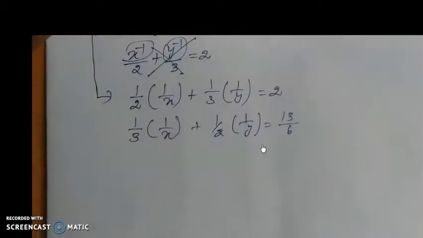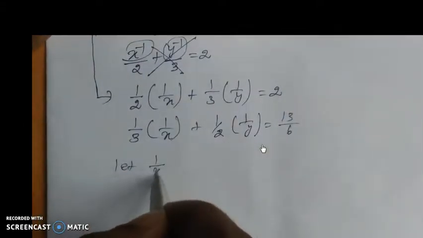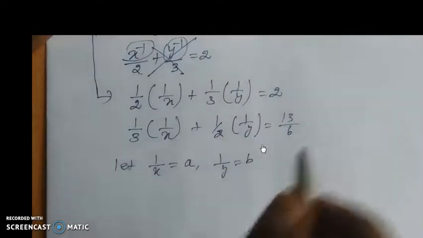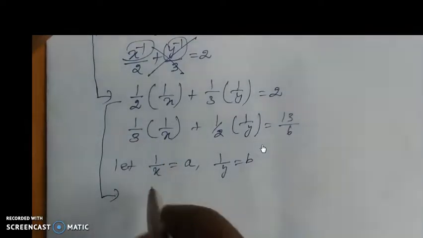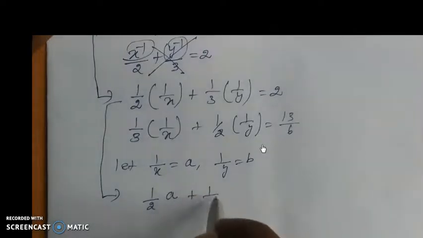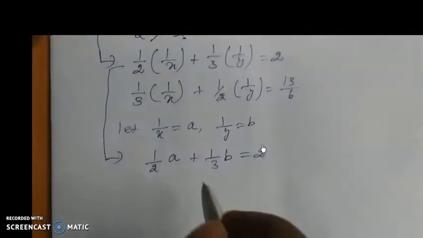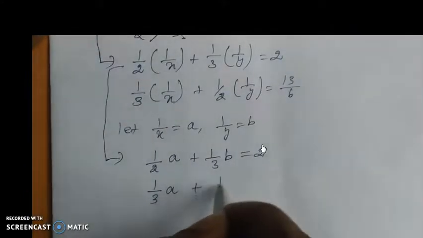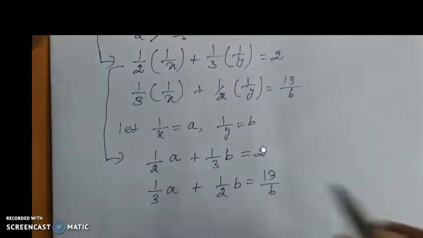Okay, now I am going to take one substitution, that is let 1 by x equal to a and 1 by y equal to b. Now substitute here. So this equation now becomes 1 by 2 into a plus 1 by 3 into b equal to 2, right? And the second one, 1 by 3 into a plus 1 by 2 into b equal to 13 by 6.